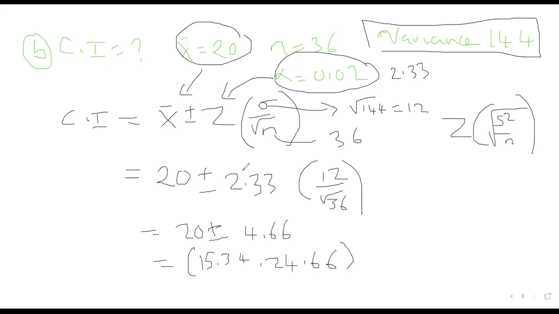And your comment would be in terms of the confidence level to say we are what? We are 98% confident that the true mean will lie between 15.34 and 24.66. If you don't know how to comment, just leave it as it is. This is called our confidence interval.